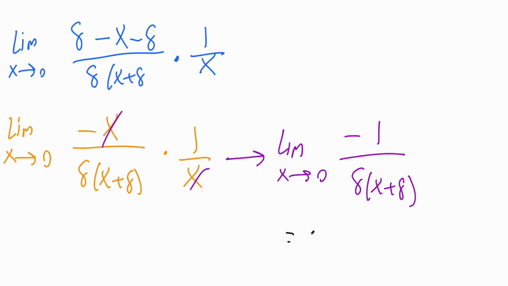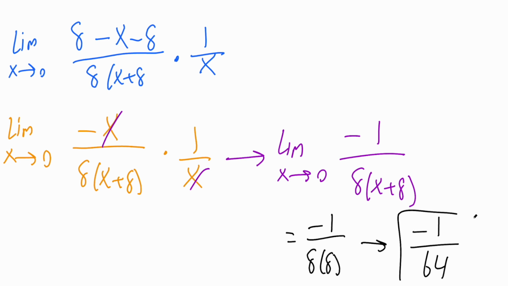And the last step is just to plug in 0 for x. So we would get negative 1 divided by 8 parentheses 0 plus 8 is 8. And 8 times 8 is 64. So we get negative 1 divided by 64. And this right here is our final answer. And that's all we need to do for this problem.